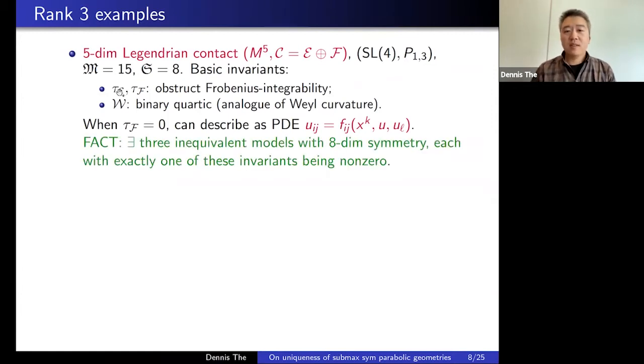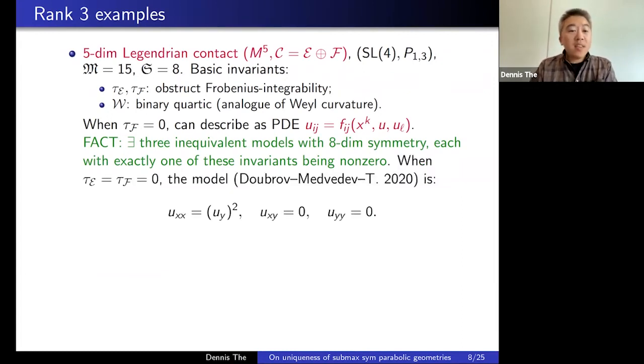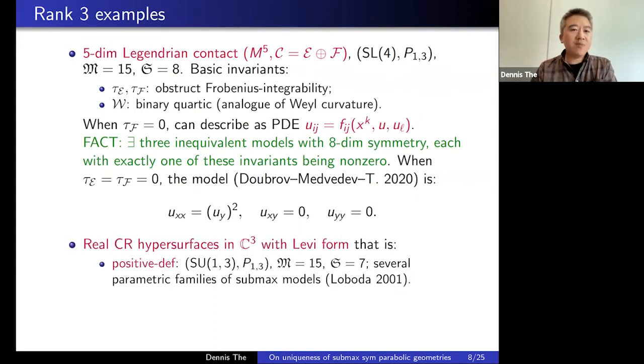What about models? There exist exactly 3 inequivalent models with 8-dimensional symmetry, each with exactly one of these invariants being non-zero. Okay, so this is coming out of this recent work. When these torsions both vanish, just to make things concrete, then this is going to be a compatible system of PDEs, and this is what it looks like. So this came up in a classification program with Doubrov and Medvedev recently. A different sort of real form of this geometry.